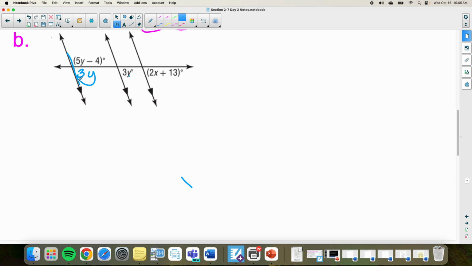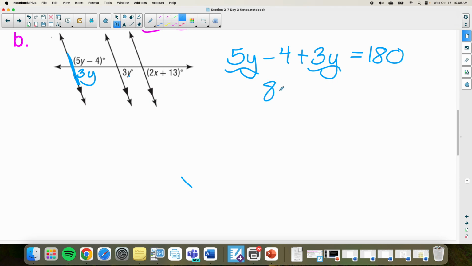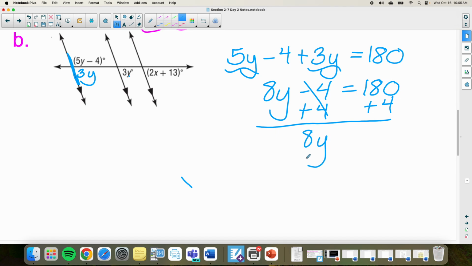Now, these 2 form a line, so what do we know about them? They equal 180. So I can go 5y minus 4 plus 3y equals 180. 5y plus 3y is 8y minus 4 equals 180. Okay, then I'm going to add 4 and I get 8y equals 184. Divide by 8 and y would be 23.